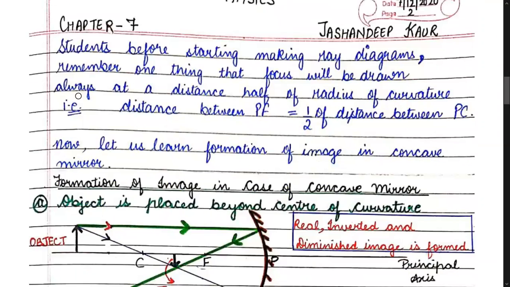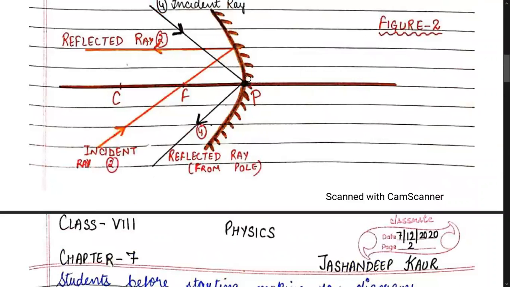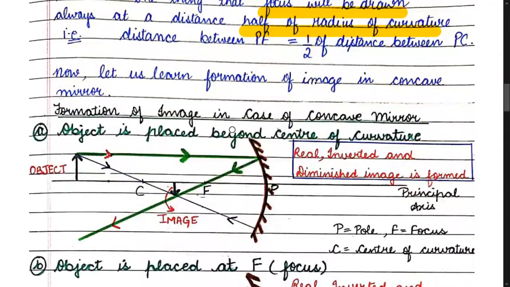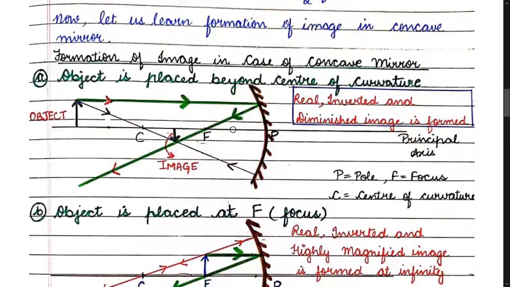Now, students, before starting the ray diagram, remember one more thing, that focus will always be drawn at a distance half of the radius of curvature. That is, the distance between P and F should be equal to half of the distance between P and C. So students, now let us learn formation of image in case of a concave mirror.